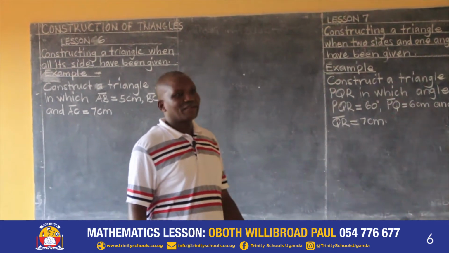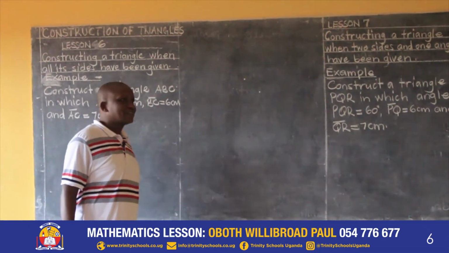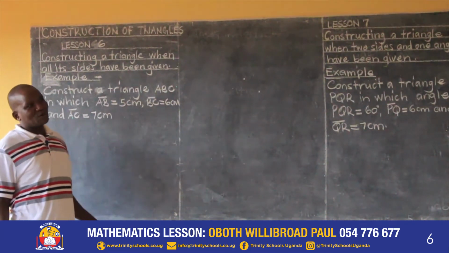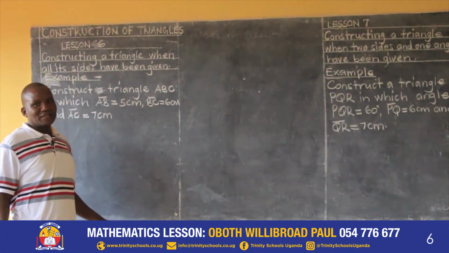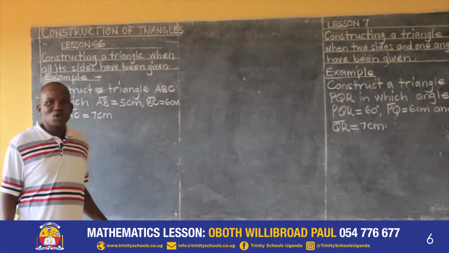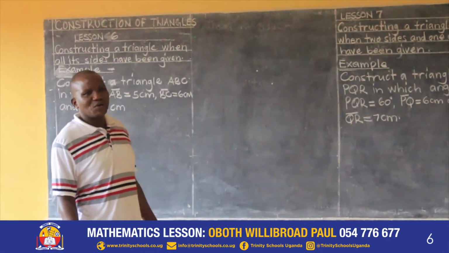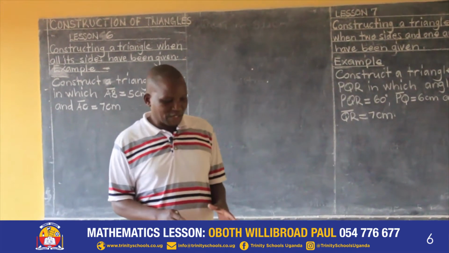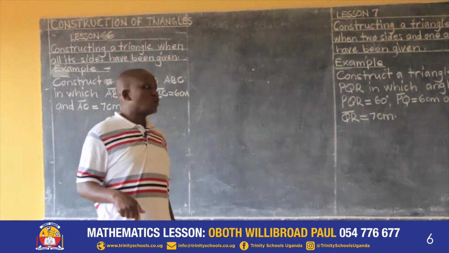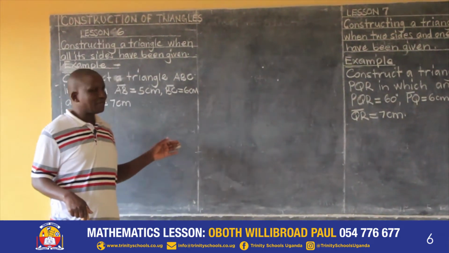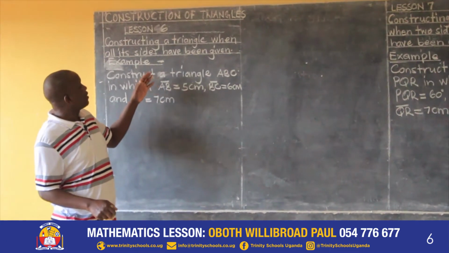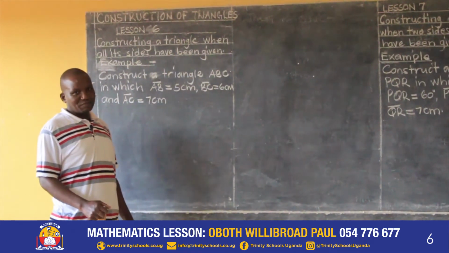We are back with our lessons, and this time we are going to look at how to construct triangles. We learned how to construct lines, we learned how to construct angles, we learned how to bisect angles, and now we are moving forward. In this lesson, we are going to learn, or remind ourselves if we did it in primary 6, how to construct a triangle when all its sides have been given.